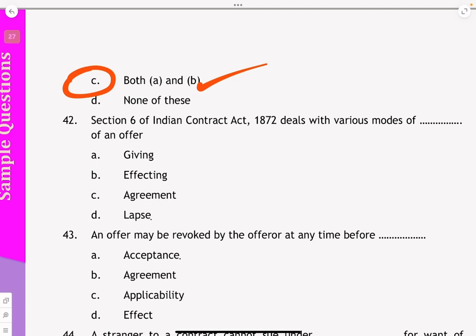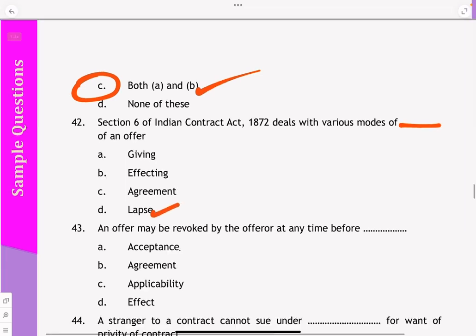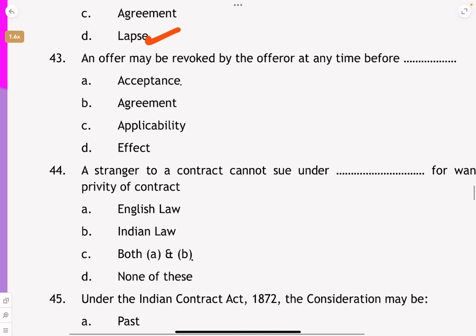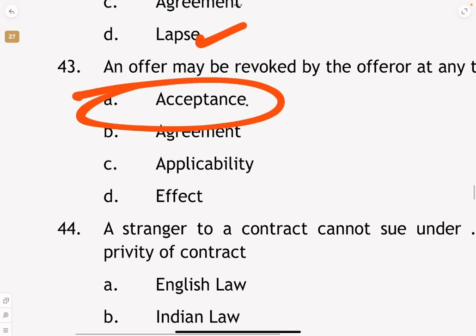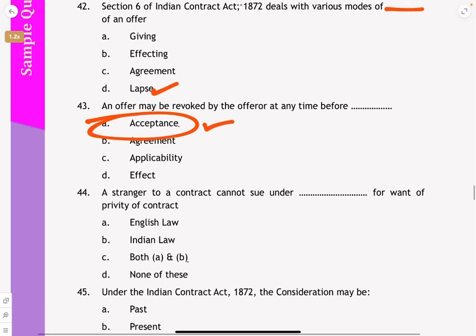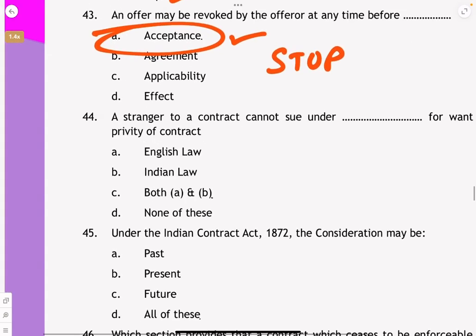Section 6 of Indian Contract Act deals with various modes of dash. So it is the lapse. So lapse in contract will come into picture. Offer may be revoked by offerer at any time before what? Offer may be revoked any time before acceptance. That's all. Common sense. So whenever you don't want to go ahead with the offer, you can say, I don't want to go ahead. I want to stop the offer. So any time before acceptance, you can stop the offer.